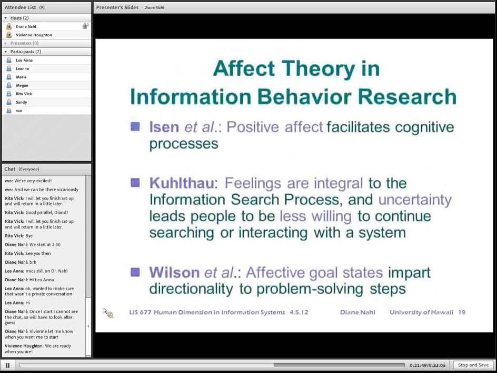There's work in cognitive science that shows beyond a shadow of a doubt that positive affect really facilitates cognitive processes. And there's a whole new area called social emotional learning, or SEL, and that's becoming the new pedagogy. You must integrate affect into pedagogy. And of course, Carol Kuhlthau pioneered research on the role of affect in the information search process.